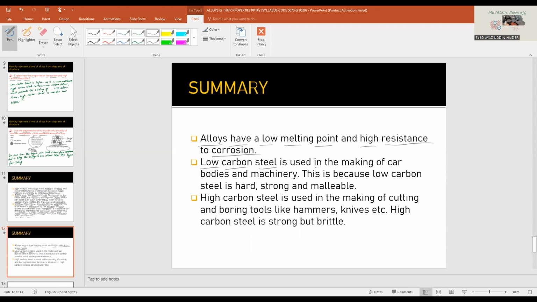Low carbon steel is used in the making of car bodies and machinery. This is because low carbon steel is hard, strong, and malleable. High carbon steel is used in the making of cutting and boring tools like hammers, knives, etc. High carbon steel is strong but brittle.